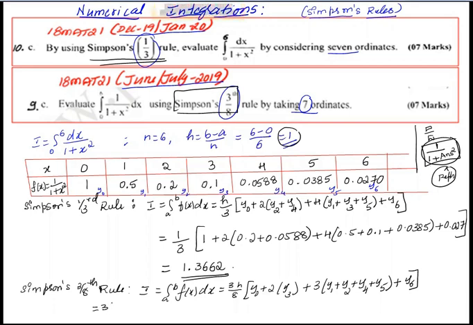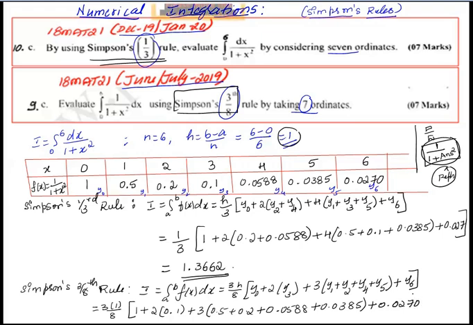3 times h value 1 divided by 8 into y naught, that is 1, plus 2 times y3, that is 0.1, plus 3 times y1 y2, 0.5 plus 0.2, plus y4 plus y5, that is 0.0385, plus y6, that is 0.0270. Okay, evaluate by using the calculator.